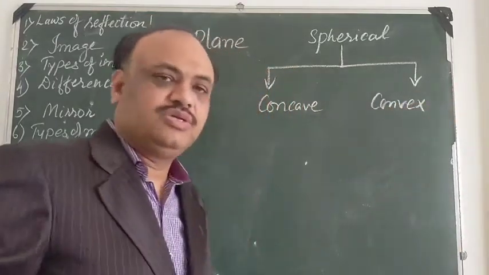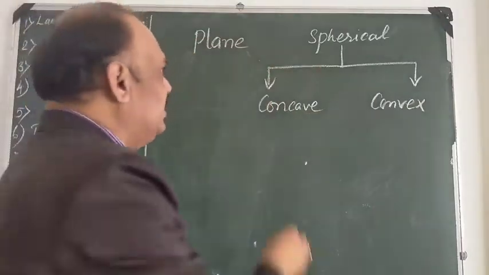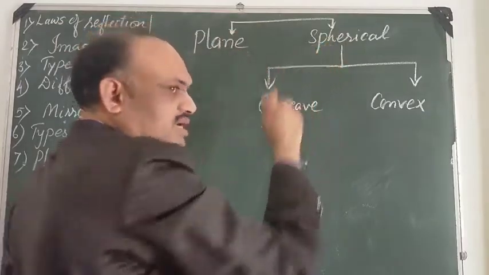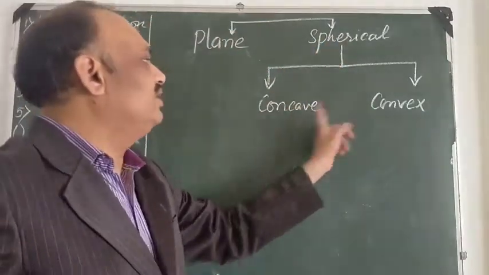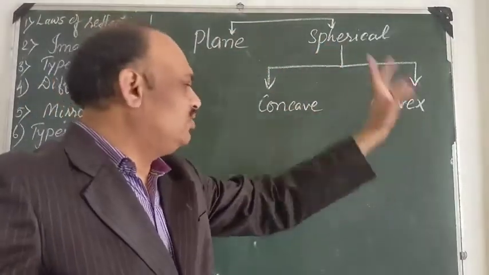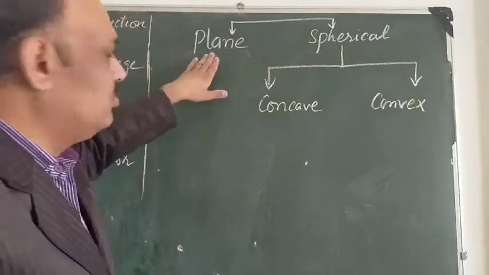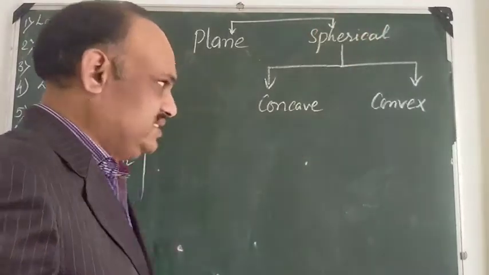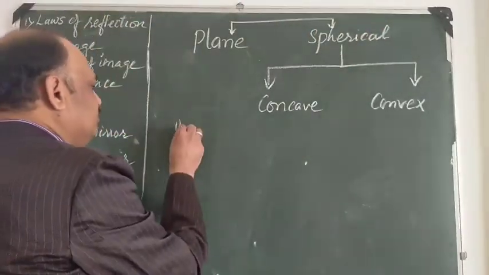Concave and convex mirror. So such type of division is there. First of all, mirrors are divided into two categories, plane and spherical mirror, and then spherical mirrors are divided into two categories, concave and convex mirror. So today we will study about the plane mirror, and then we will go to the spherical mirrors in the next lecture. First of all, plane mirror.